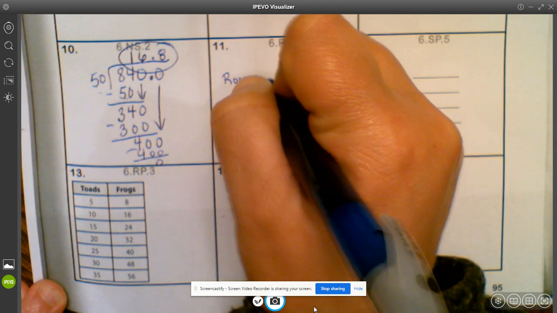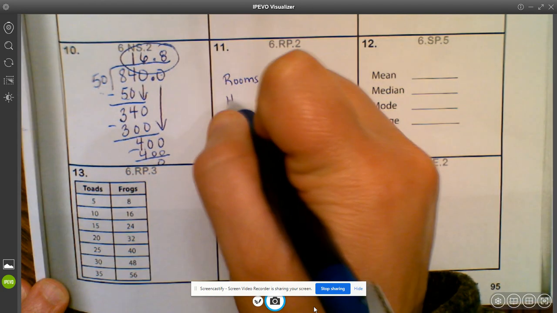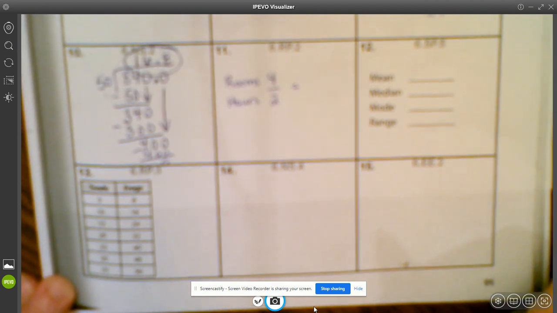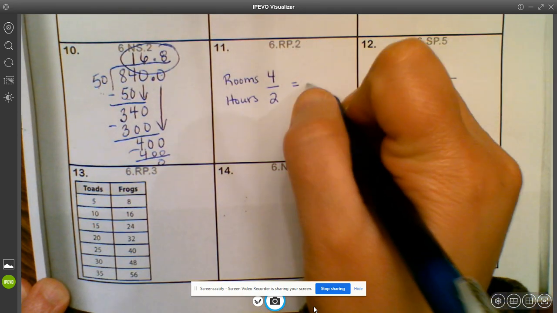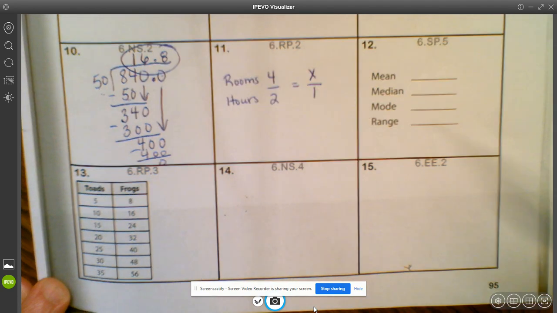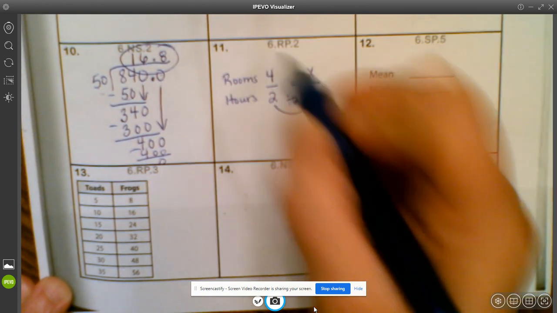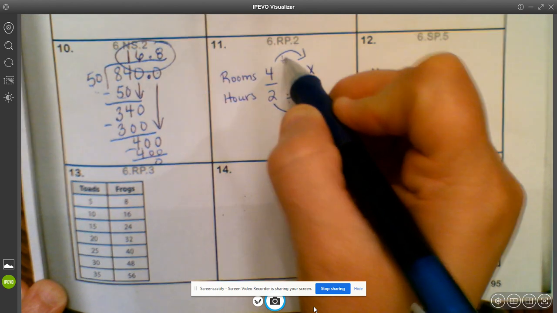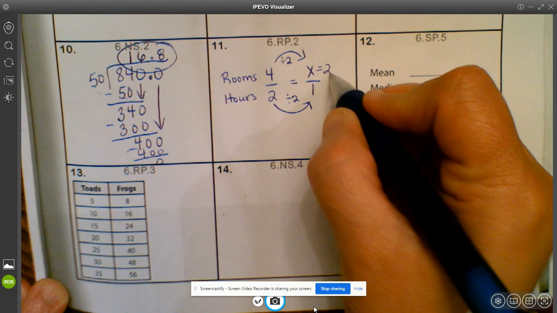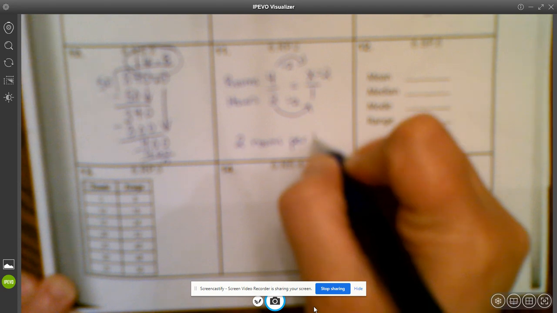So you clean 4 rooms in 2 hours. Give the unit rate in rooms per hour. So for 1 hour, and this is our X up here, that's the number that we don't know. So what did we do to 2 to get to 1? We divided by 2. So you're going to do the same to the top where you divide by 2. And 4 divided by 2 equals 2. So you clean 2 rooms per hour.